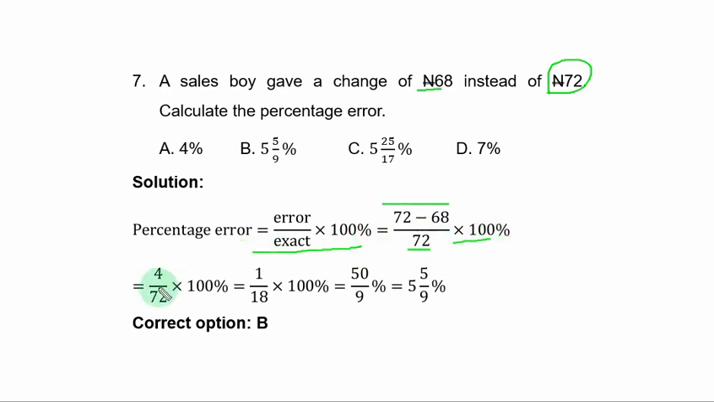If you subtract, you have this result. If you reduce, you have 1/18 times 100%. If you divide by 2, you have 50/9%. Convert to mixed fraction, you have 5 whole number, 5/9%. B is the correct option.